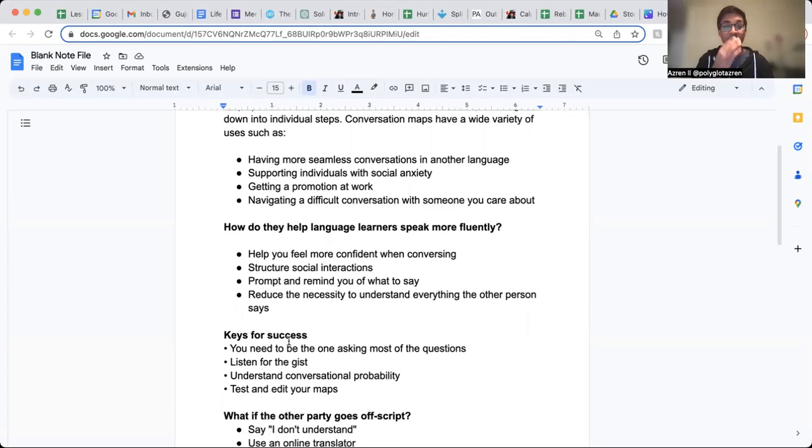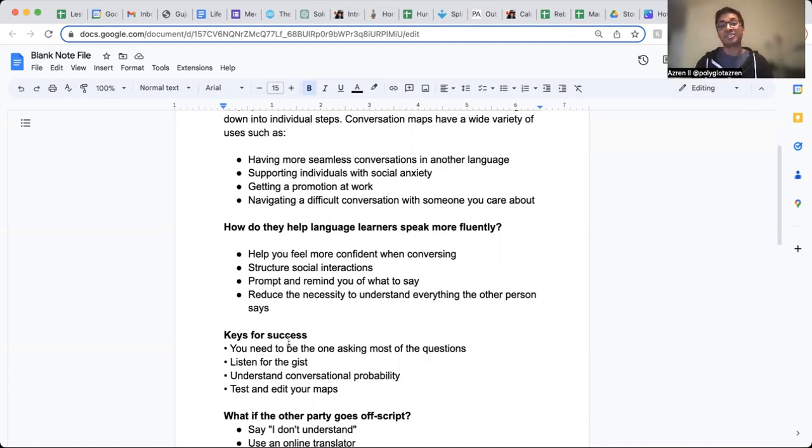And my personal favorite, it will reduce the necessity of understanding everything that the other person says. Because when you're learning a language, unless you have a very, very high degree of proficiency, you're not going to understand everything someone says to you. There's just too many words you don't know. And in a conversation, the person's going to say things and you're not going to catch every word. In fact, if you're really on the beginner side of things, or maybe the person you're talking to has an accent you're unfamiliar with, listen, there's going to be a very high percentage of words that you don't understand.